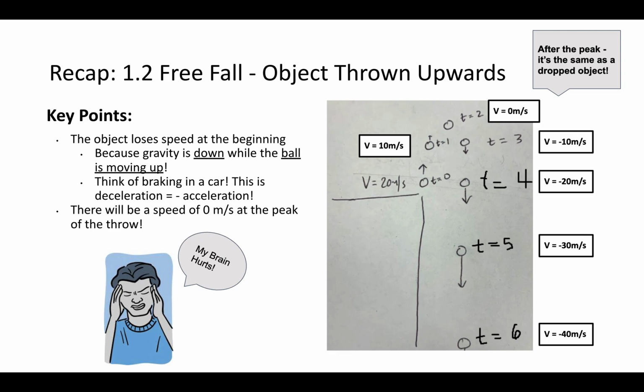Then at t equals 4, it's negative 20 meters per second. It's going 20 meters per second towards the Earth. That negative is just telling us the direction is downwards. All right, let's look at v equals 0 meters per second. So that's when your arrow has gotten to its top point. It's the transition from going up to going down.